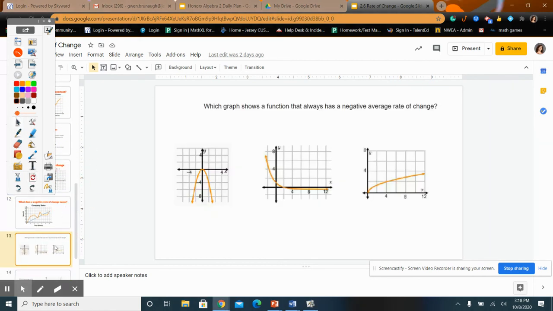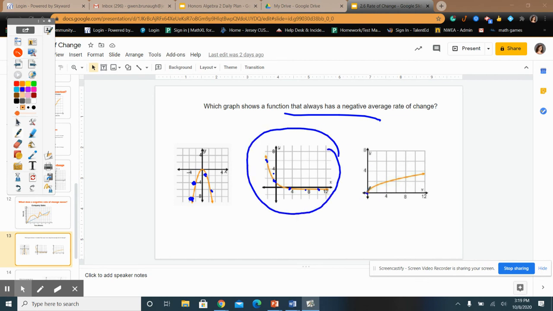Let's see what this is talking about. Which graph shows a function that always has a negative rate of change? Well, this one has both. This one has positive and has negative if you pick over here. This guy has negative if you pick here, negative if you pick here. And now here, what's happening is it's kind of decreasing really, really slow. So this is the one that always has a negative rate of change. This one has positive rate of changes, positive slope, depending on what points you pick.